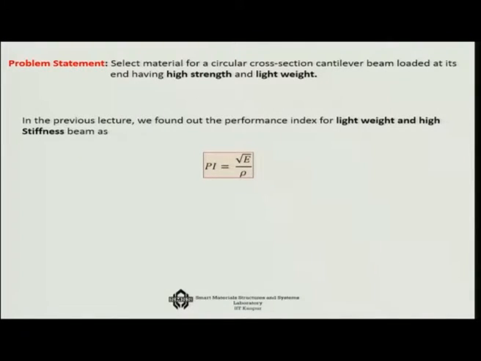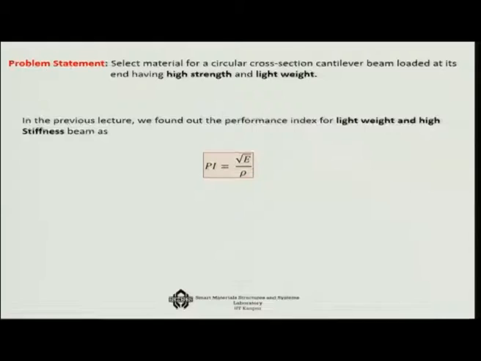If you remember, in the previous lecture our cantilever beam problem had the material property index, which was square root of rho over square root of E. In fact, the performance index was square root of E over rho. So now let us see how this situation may change for this new problem, in which you have to have high strength, not high stiffness, and lightweight. Let us go to the board to explain this problem.